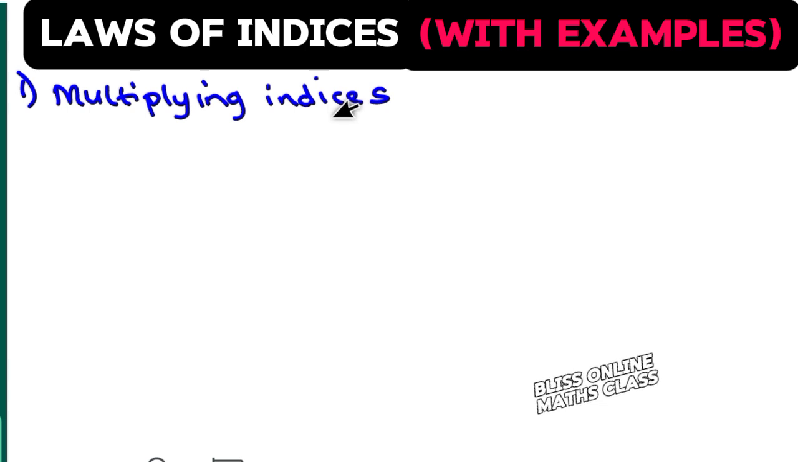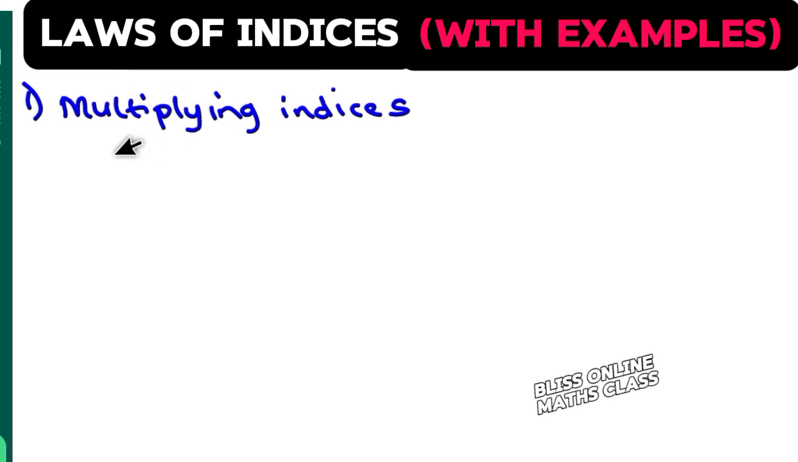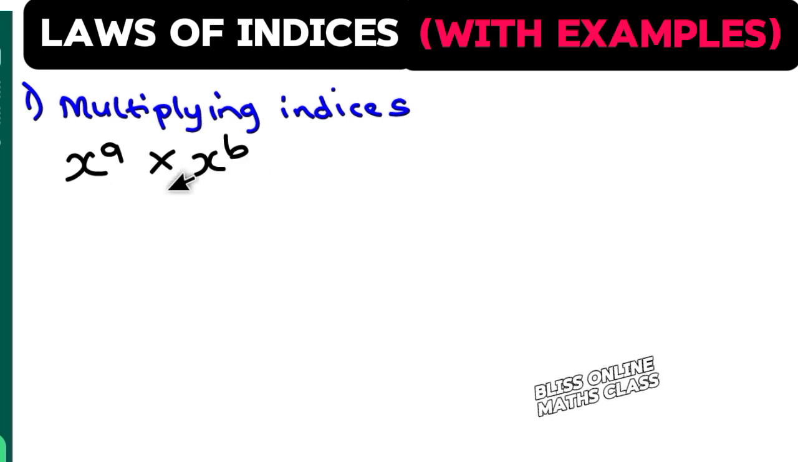When you multiply indices with the same base, you add the powers. The law is stated using this expression: x raised to power a times x raised to power b. So this is an example of multiplying indices. This law states that when you see multiplying indices like this with the same base, the x is the base, what you need to do is to add the powers. So this is equal to x raised to power a plus b.